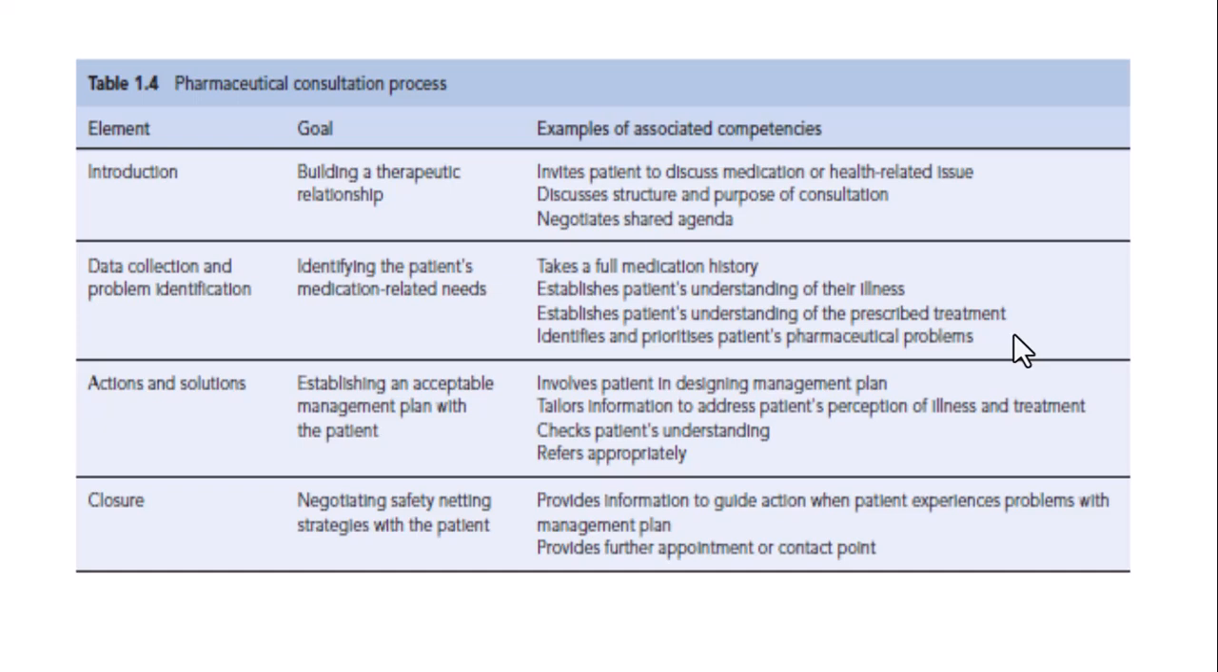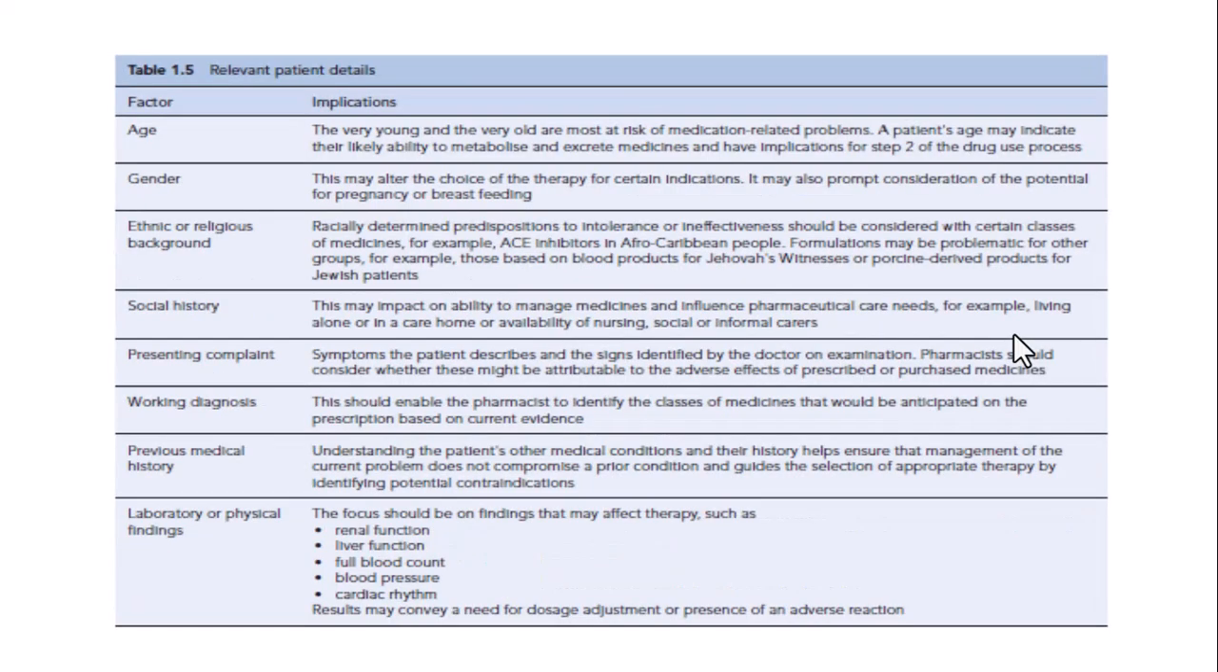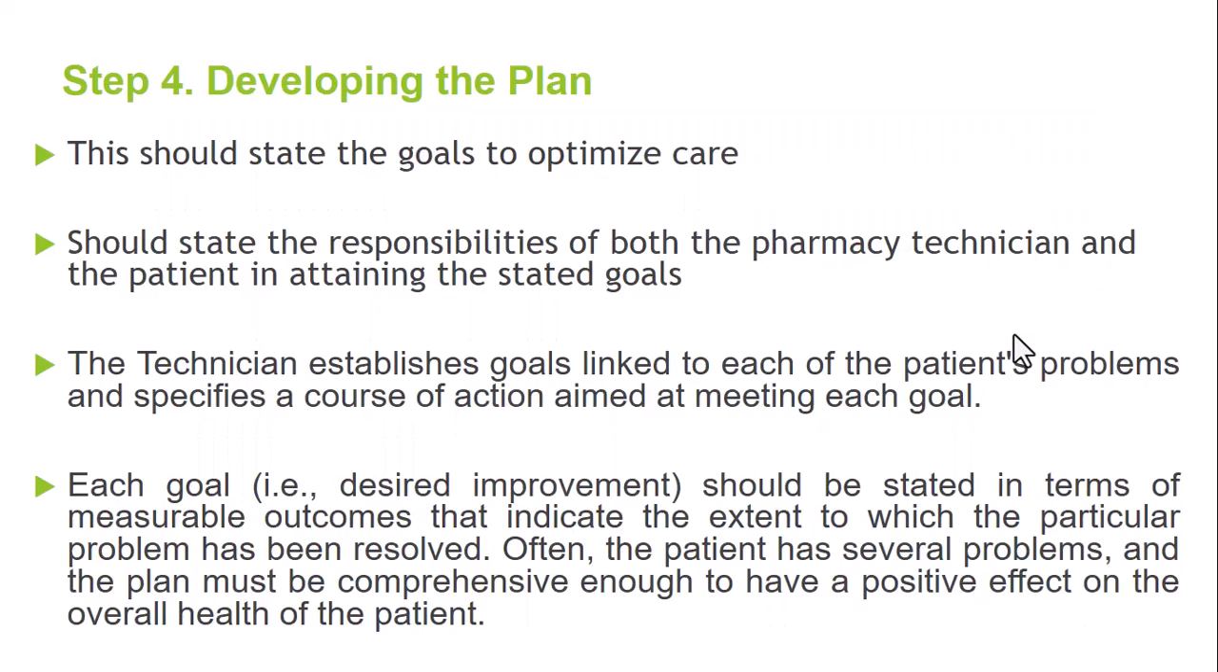You can pause the video; it has the elements, the goals, and then examples of associated competencies. In your free time, you can pause this so that you get all the details of the procedure. So that continues. See here, we have relevant patient details that you need to have in your history. You need the age, gender, ethnic or religious background, social history, presenting complaint, working diagnosis, and then the previous medical history, laboratory or physical findings. You need to know that.